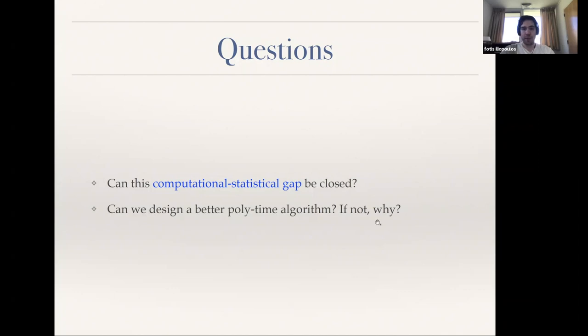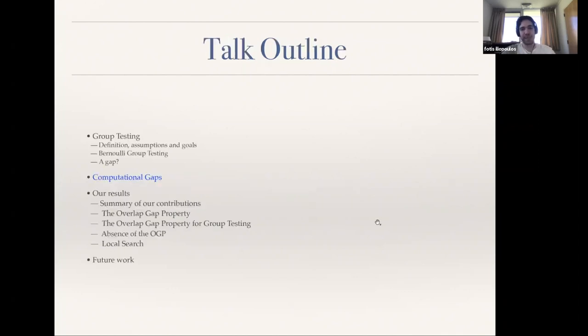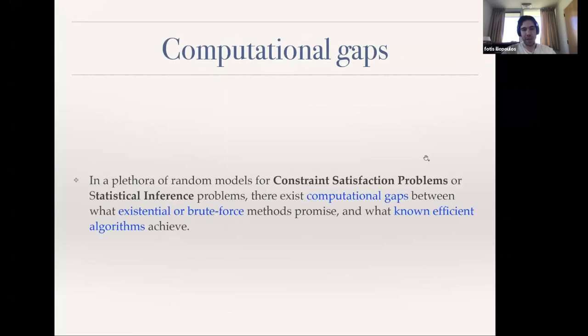Yeah. Okay. So with that being said, I will do a small parenthesis because this is a phenomenon that does not just appear in Bernoulli group testing, but really computational gaps appear in many random models. And now we'll do a small parenthesis to give you a broader picture for how people try to understand these gaps, and then we will do a break.